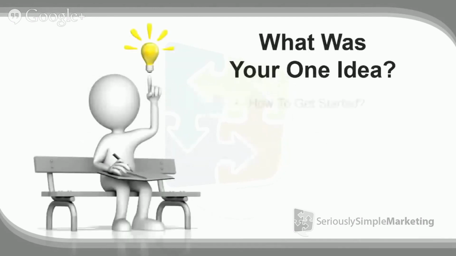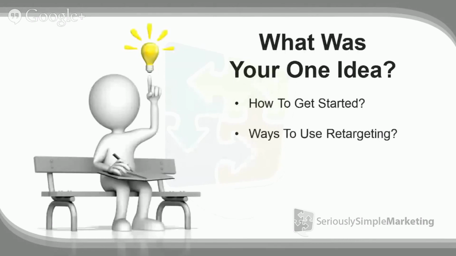All right, so what was your one idea? Was it how to get started with this whole thing? Was it the different ways you can use retargeting? Was it this particular Facebook strategy? Facebook is the easiest one to set up, and this is it. You go through, you create your pixel, you season it, meaning you start it now, even if you're not wanting to do paid advertising until later. And then when you go back, you can promote a blog post or an affiliate product if you want. I mean, you can do all sorts of stuff.